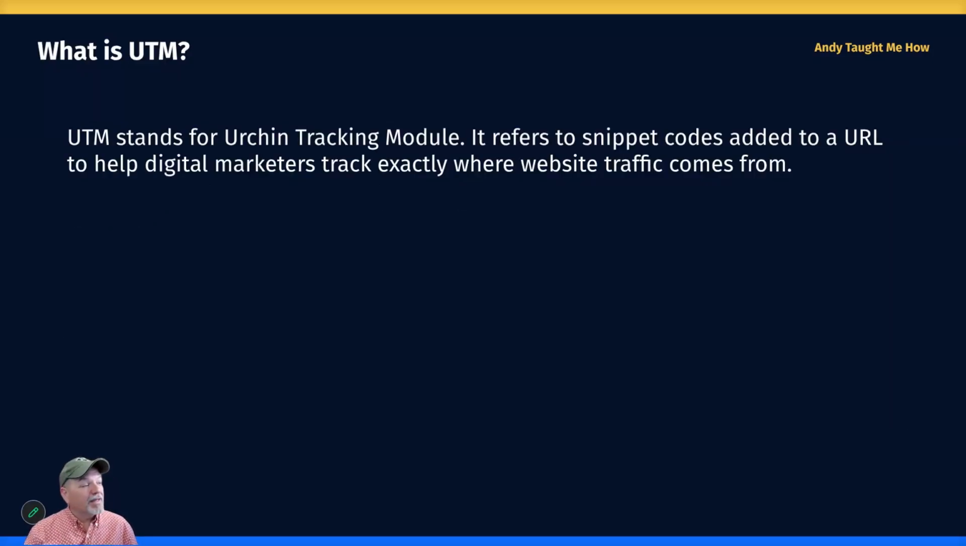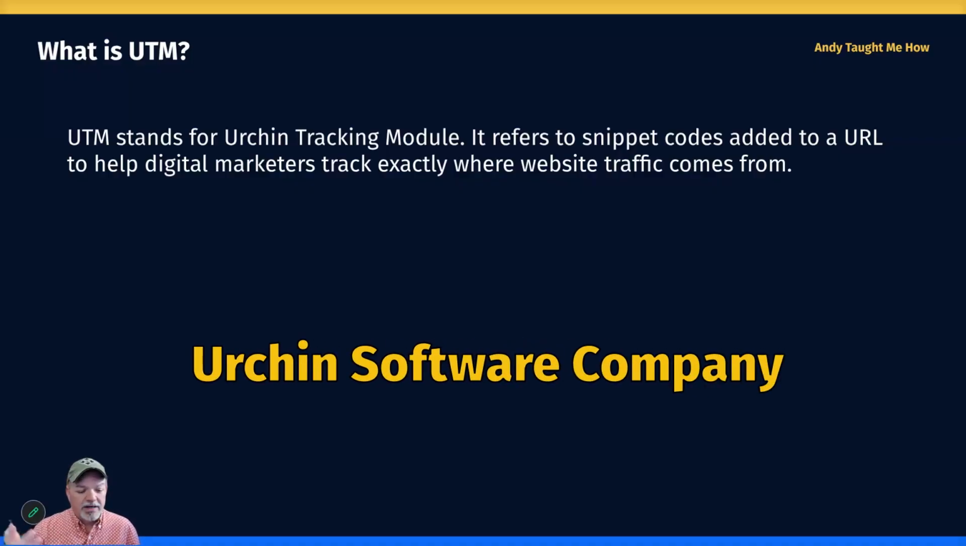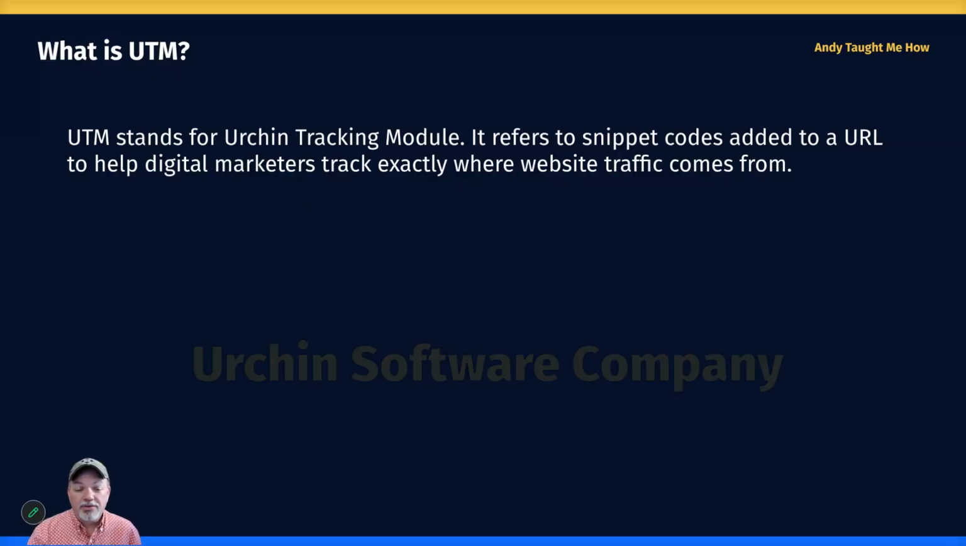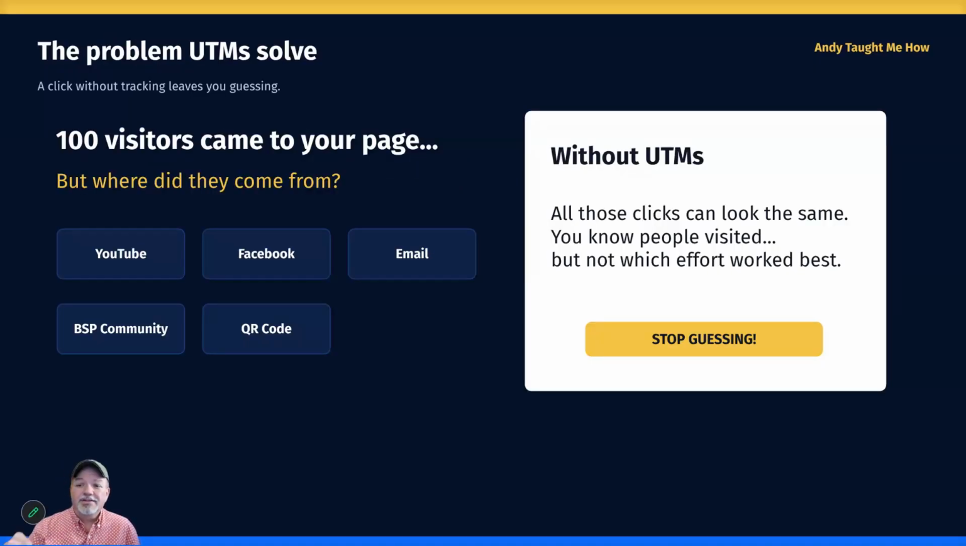What is a UTM? UTM stands for the Urchin Tracking Module. It refers to snippet codes added to a URL to help digital marketers track exactly where website traffic comes from. The Urchin group was bought out by Google, and this was probably the best known predecessor for Google Tag Manager and Google Analytics. All right, so let's say that we shared the website builder toolkit link in 5 places. Traffic came in, but without tracking, we cannot easily tell which source worked. This sets up the reason for UTMs before defining them.